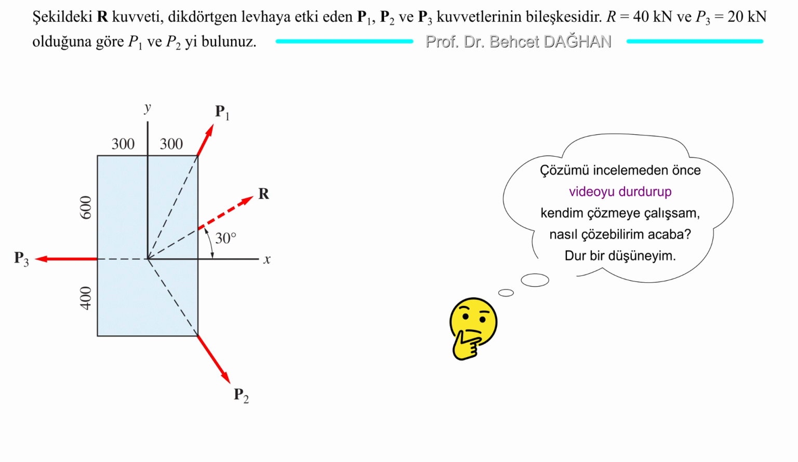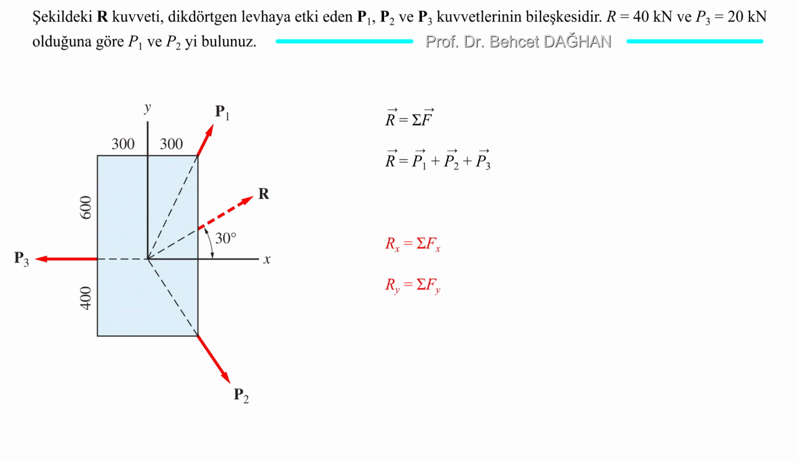We have two unknowns. We need two equations. We know that Rx is equal to total Fx, Ry is equal to total Fy. Using these two equations, we can solve this problem. What does Rx equal to total Fx mean? In other words, the projection of the resultant on x is equal to the sum of the projections of the components onto x. Ry equal to total Fy means the projection of the resultant on y is equal to the sum of the projections of the components onto y. Here, R is the resultant force, and P1, P2, P3 are the components.